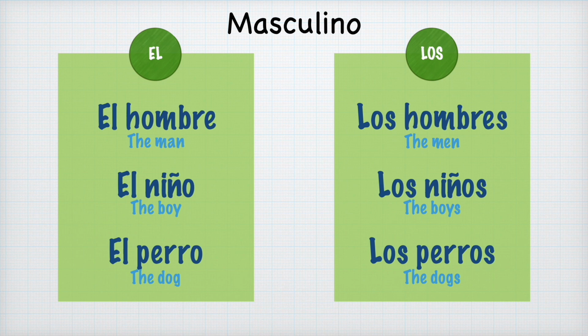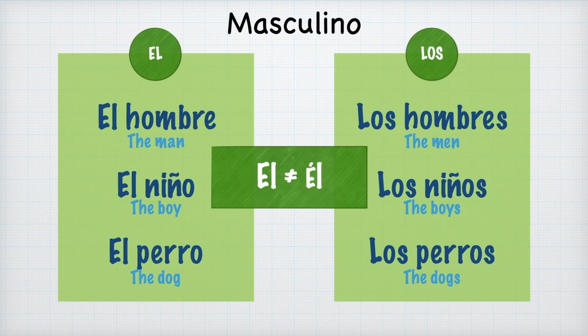You can see in English we change the plural of the noun, but "the" stays the same. That's not the case in Spanish. We change both. We change the article and we change the noun as well to plural. Try not to confuse the article el with the pronoun él, which means "he." You can tell them apart by the accent on the letter E of the pronoun. The pronoun has the accent, the article doesn't, but they sound exactly the same.